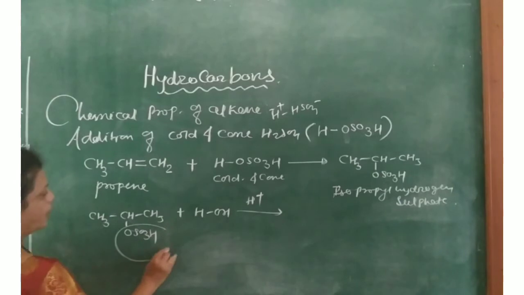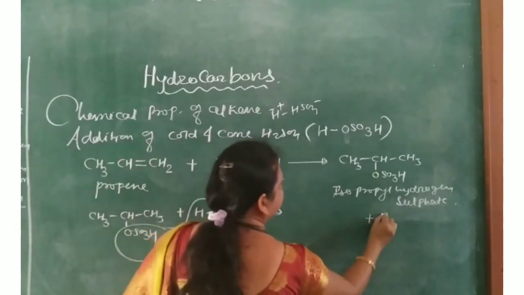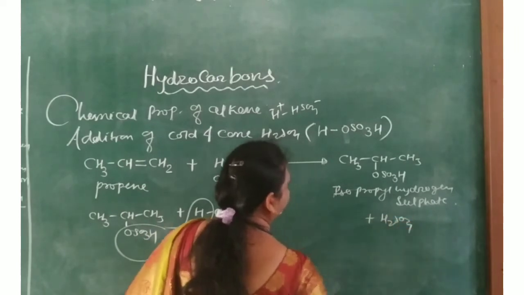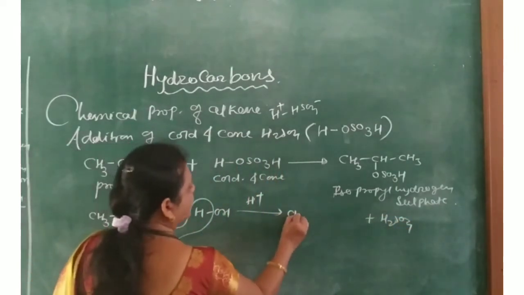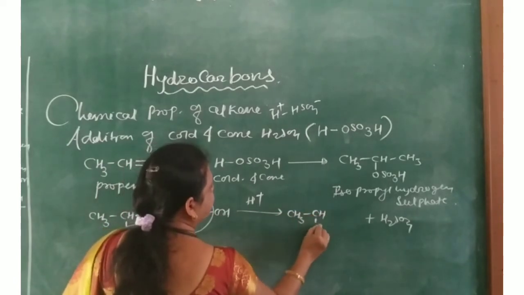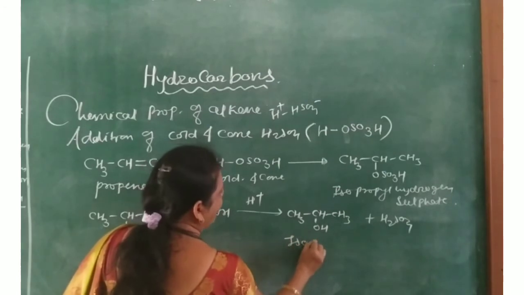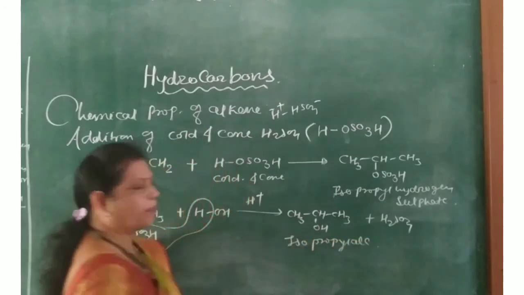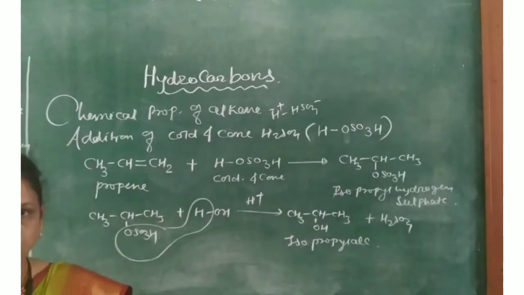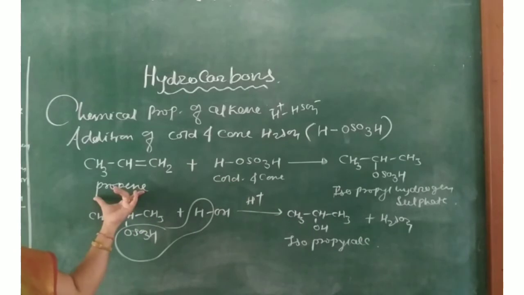Now this OSO3H combines with this H and here plus H2SO4. Okay, and OH combines now here to form CH3CHOH, now CH3. This is isopropyl alcohol or propan-2-ol. Okay, this is the action of sulfuric acid on propene.